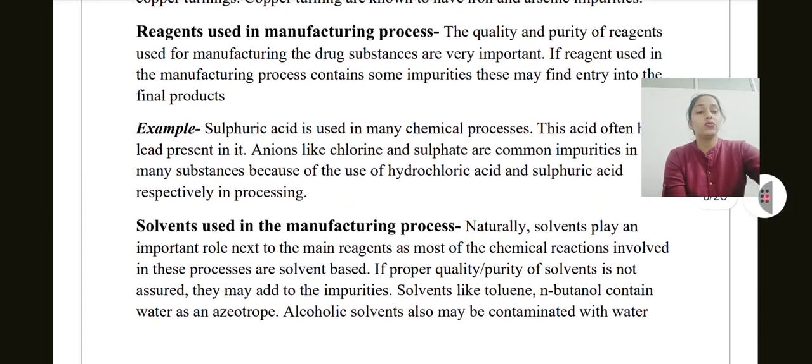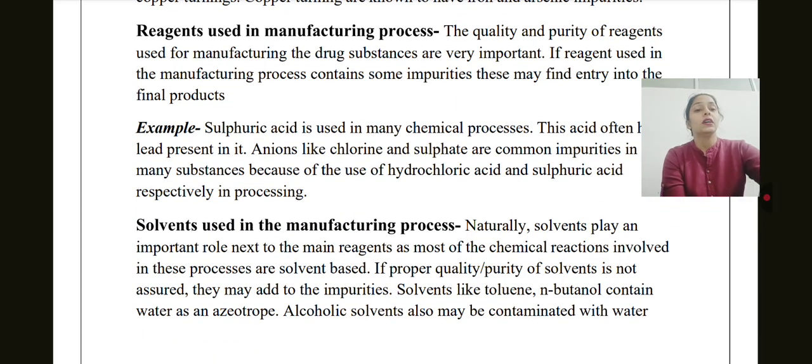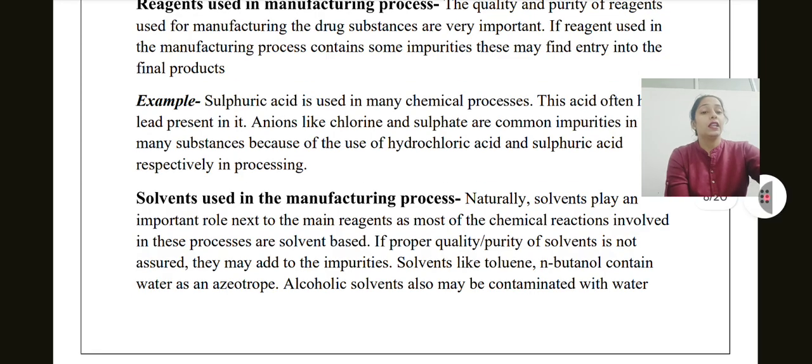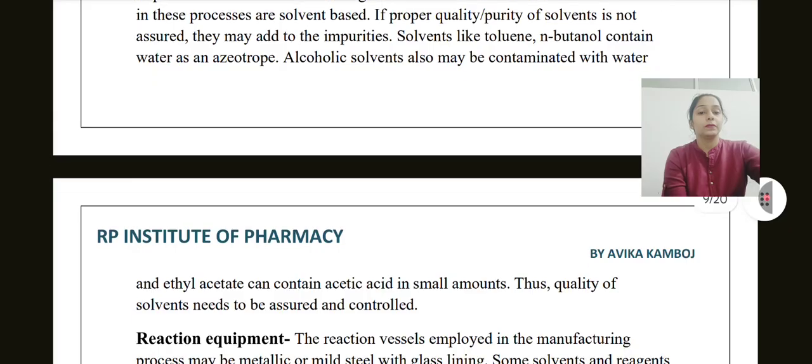Next is solvents used in the manufacturing process. Naturally, solvents play an important role alongside the main reagents, as most of the chemical reactions involved in the processes are solvent based. So, if proper quality or purity of solvents is not assured, they may lead to impurities. Solvents like toluene and butanol contain water as an azeotrope, so alcoholic solvents also may be contaminated with water.